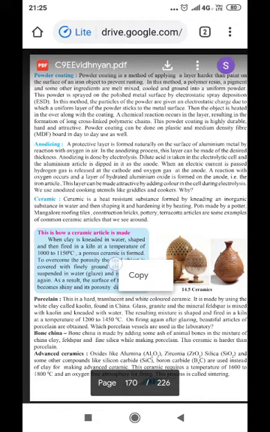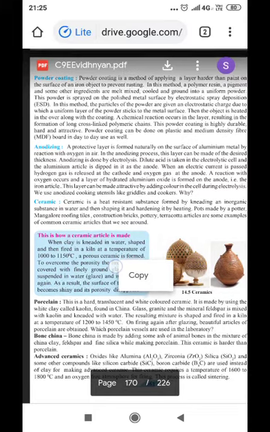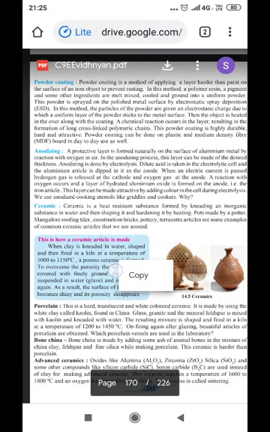In this method, a polymer resin, a pigment, and some other ingredients are mixed, cooled, and ground into a uniform powder. This powder is sprayed on a polished metal surface by electrostatic spray deposition (ESD). In this method, the particles of the powder are given an electrostatic charge, due to which a uniform layer of powder sticks on the metal surface.